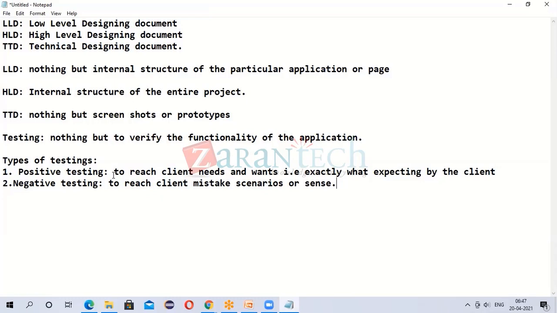Hugo entered valid data in username and password, then clicked submit, and is verifying the functionality of the application. This is positive testing. Negative means wantedly giving invalid data and verifying whether the application works properly or not. That is negative testing. Why negative testing? Ultimately to reach the customer mistake scenario.